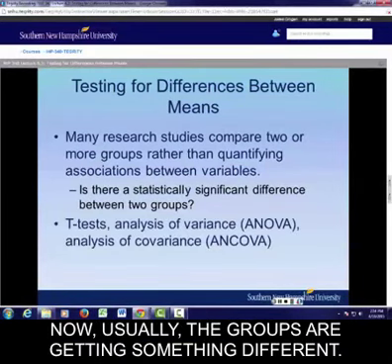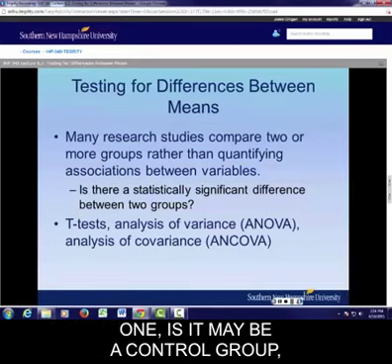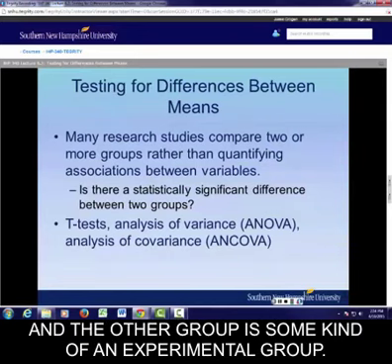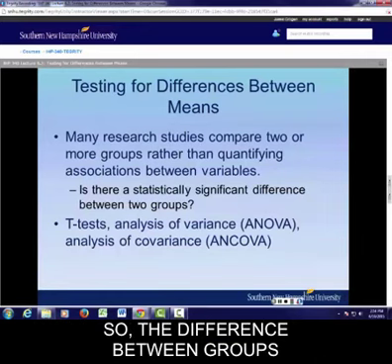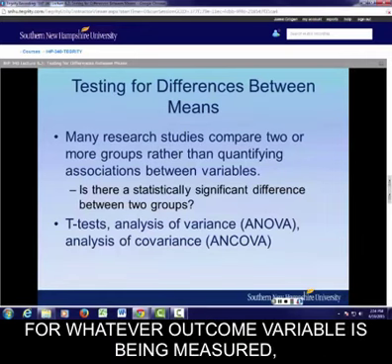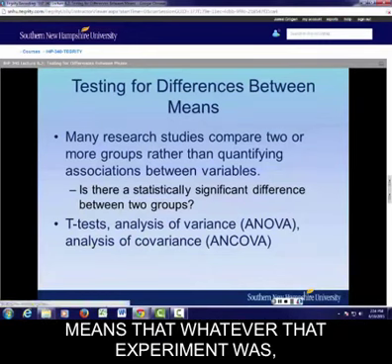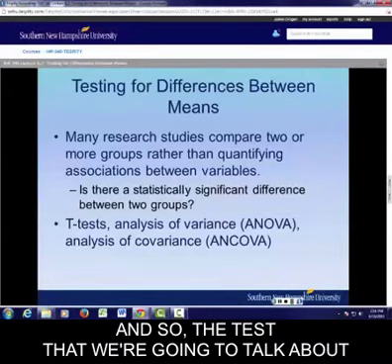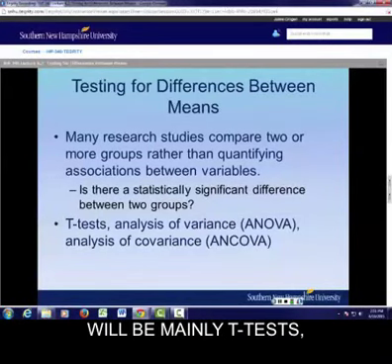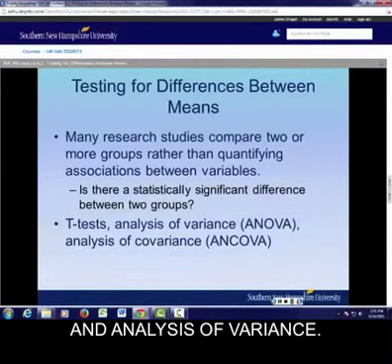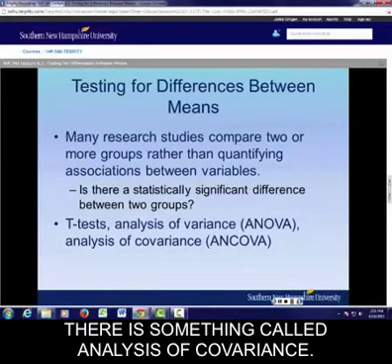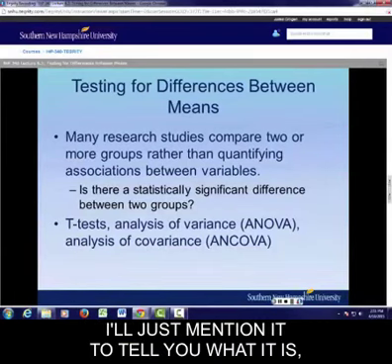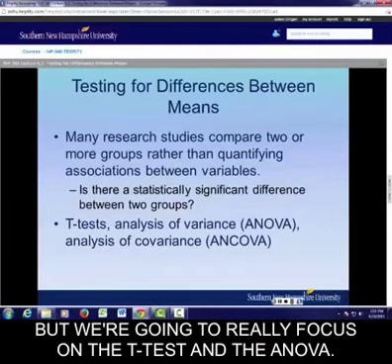Now usually the groups are getting something different. One is maybe a control group and the other group is some kind of an experimental group. So the difference between groups for whatever outcome variable is being measured means that whatever that experiment was, it made a difference. And so the tests that we're going to talk about will be mainly t-tests and analysis of variance. There is something called analysis of covariance. I'll just mention it to tell you what it is, but we're going to really focus on the t-test and the ANOVA.